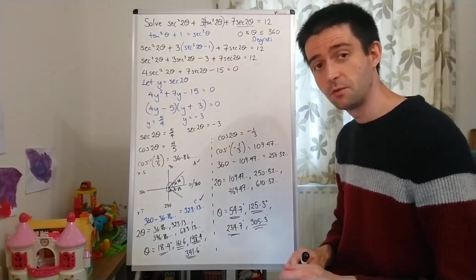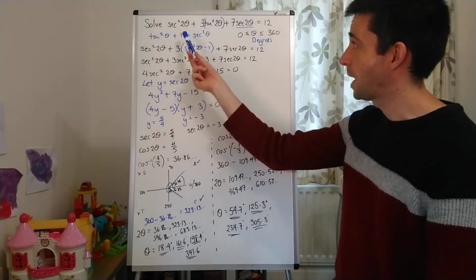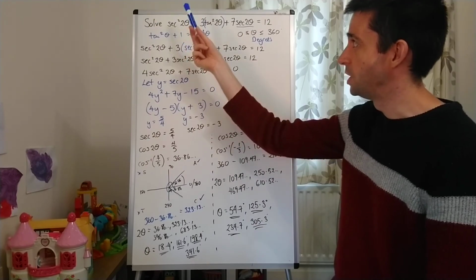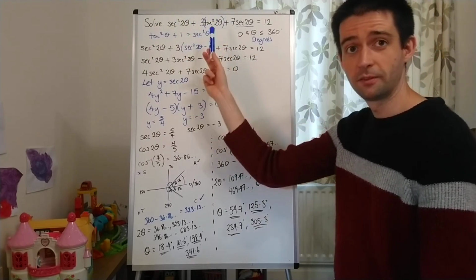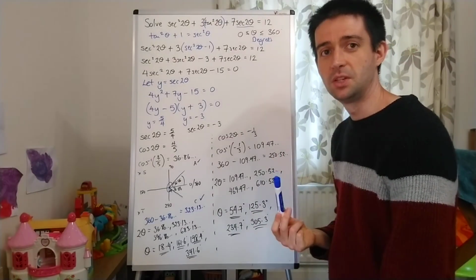The key bit of information from here though, this example that you need to take away, is if you have an equation where you've got two different squared trig functions, look for the one that isn't squared and swap everything to be in terms of that one.